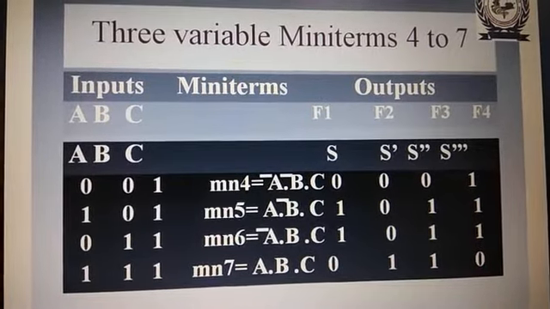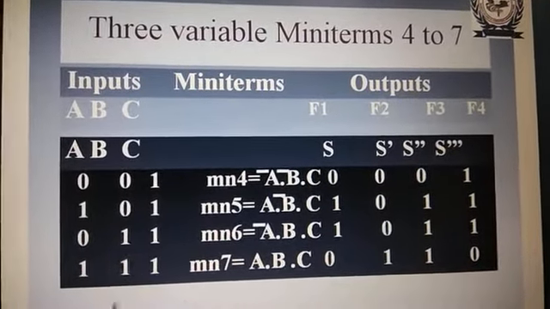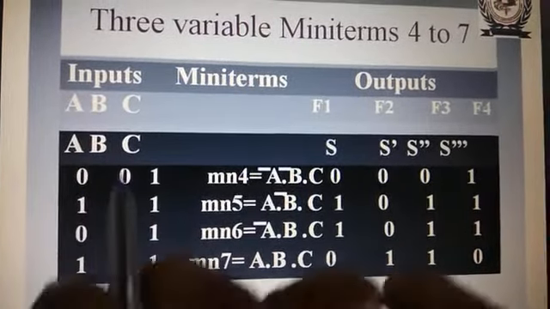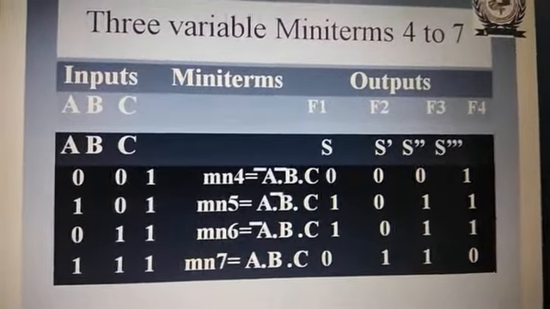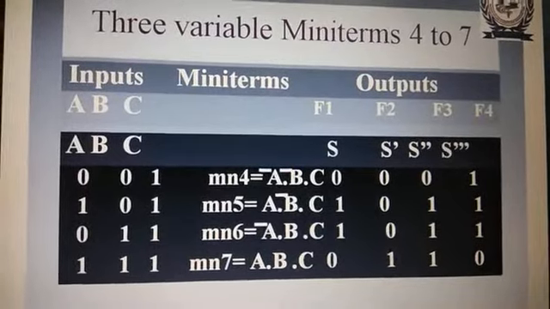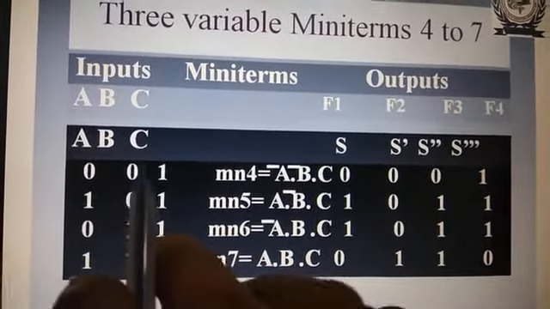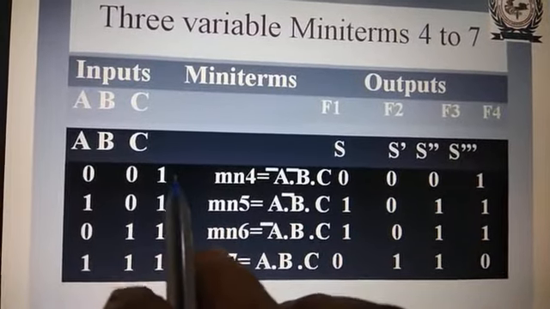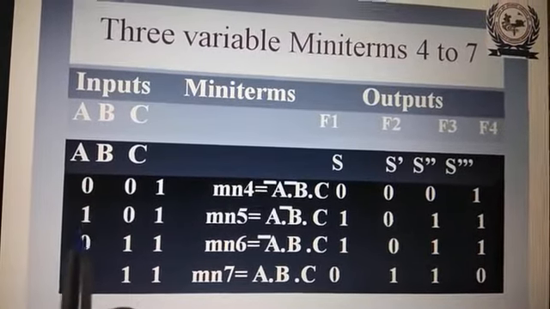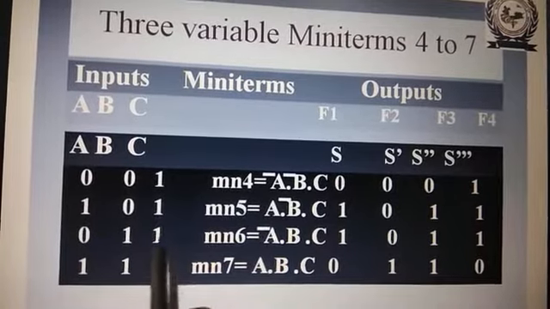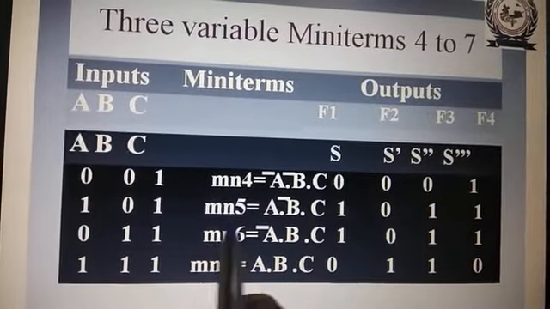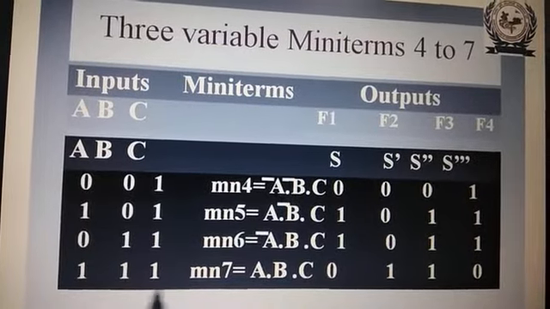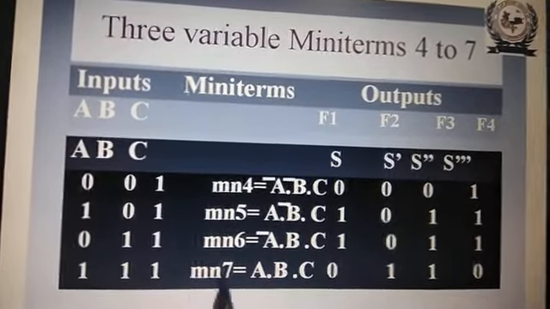Three variables, min terms 4 to 7. This is min term 4. Because there are 3 variables, 8 possible combinations are there, 0 to 7. Min term 4 is A bar, B bar, C. Min term 5 is A, B bar, C. Min term 6 is A bar, B, C. And min term 7 is A, B, C.